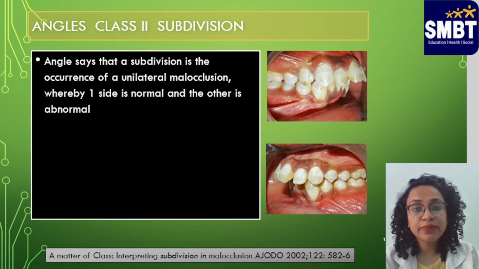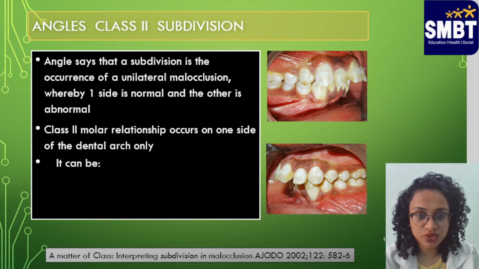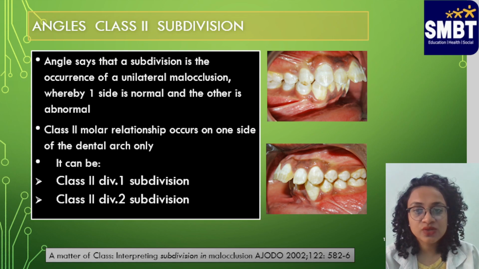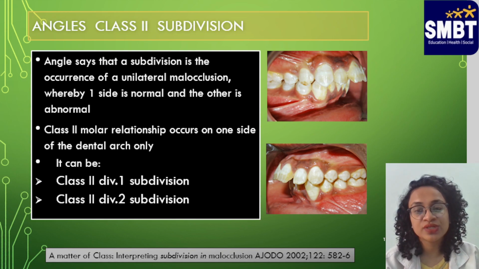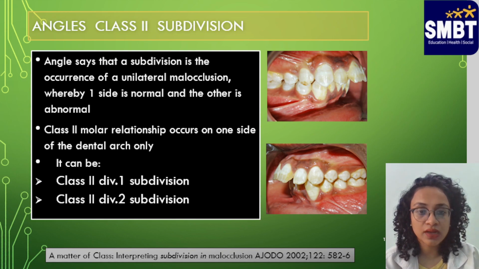Now, what do we mean by Angle's class 2 subdivision? If we can appreciate in both the diagrams on the right side, the upper diagram and the lower diagram. In the upper diagram, we can see that there is a class 2 molar relationship on the right side, whereas on the left side, there is a class 1 molar relationship. So, what did Angle say? Angle said that a class 2 subdivision occurs where on one side, the molar relationship or the malocclusion is class 1 and on the other side, it's a class 2.